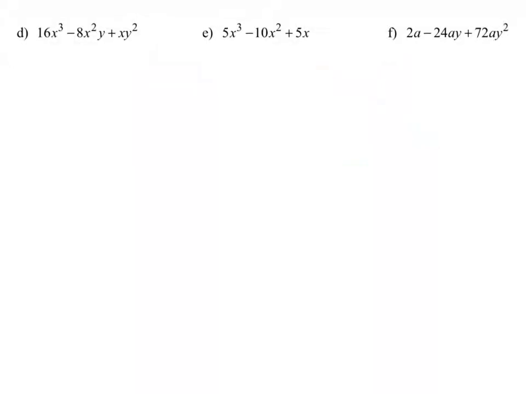For these problems, we want to factor, but let's factor a GCF first, the greatest common factor. For example D, 16x to the third minus 8x squared y plus xy squared. Notice that all of these terms have an x in it. Only two of the terms have a y in it, so we'll begin by factoring out the x. And when you factor out the x, you're dividing each one of those terms by x, taking it out. So what you have left is what goes in the factor, 16x squared minus 8xy plus y squared.